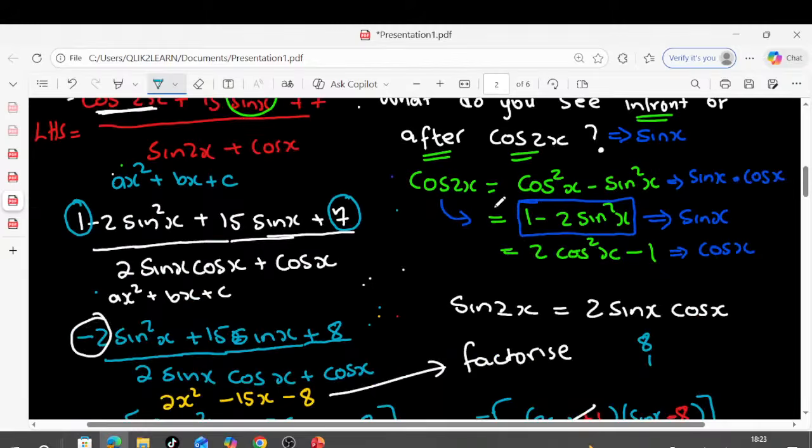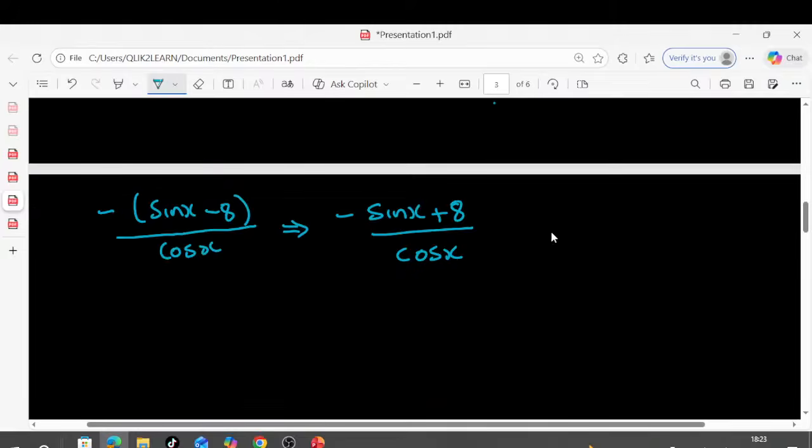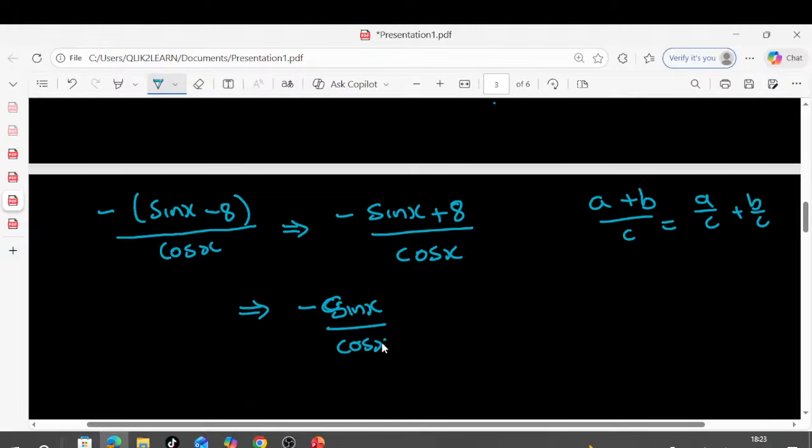How can we get that? Remember, if I have a plus b and this is divided by c, I can write this as a over c plus b over c. That's what I'm going to do. So if we do that, this will be minus the sine x divided by the cos x. Then we have plus 8 over the cos x. You see, we just applied the rule.